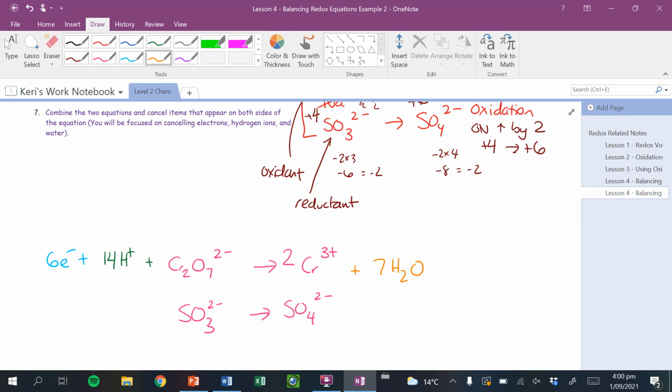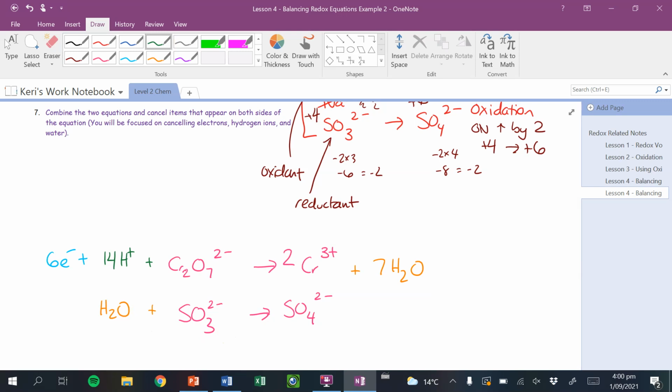My next step is to add water. So I see on this side that that's 3 and that's 4. So I only need to add 1 water because that 1 water will then total up 1, 2, 3, 4. So both the oxygens on both sides add up. So that's how you're going to deal with it in that situation.